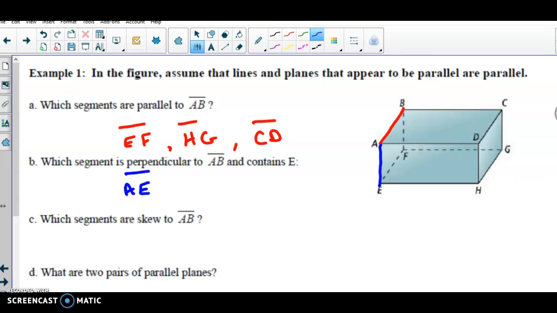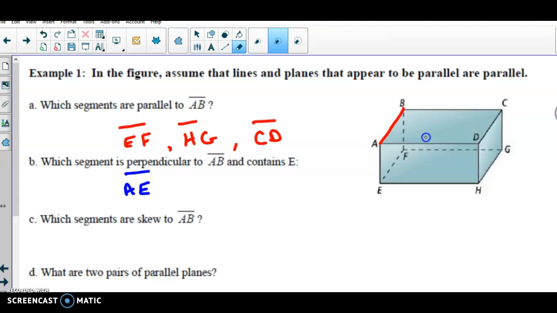What segments are skew to AB? Well, remember, skew has to go a different direction, but it can't intersect it, can't touch it. So AB is kind of going front to back, I think of it. So we need to look for segments that are going up and down. Well, AE goes up and down, but it intersects AB, so that's not skew.